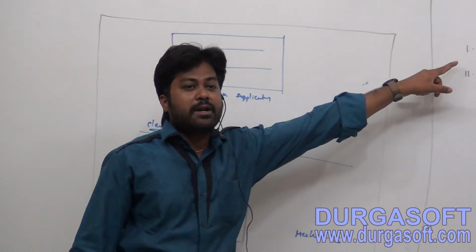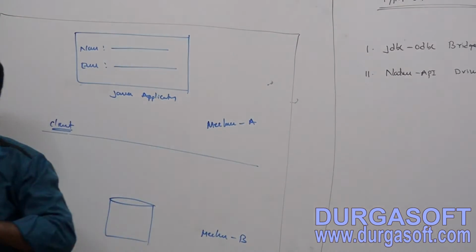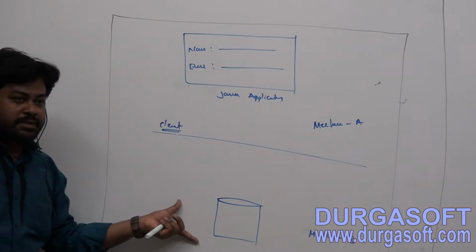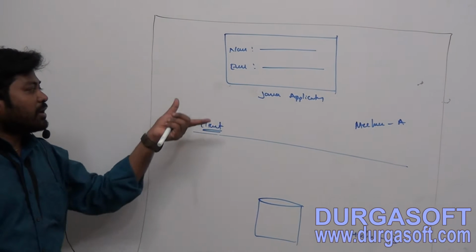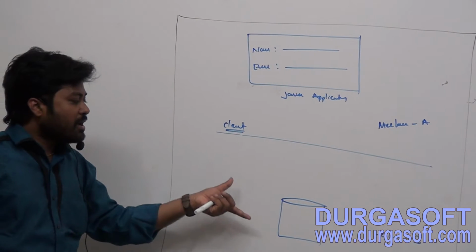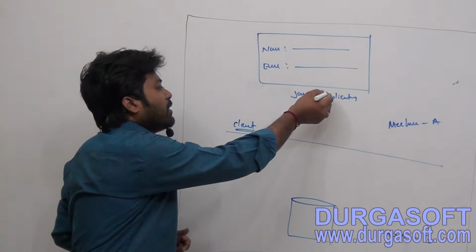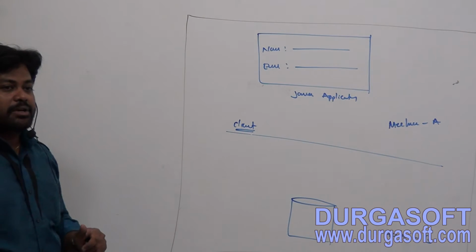But in case of type 1 driver, we have a limitation. It is only useful for standalone. Your application and database should be there in the same machine. But coming to this type 2 driver, your application can be there in one machine and your database can be there in another machine.